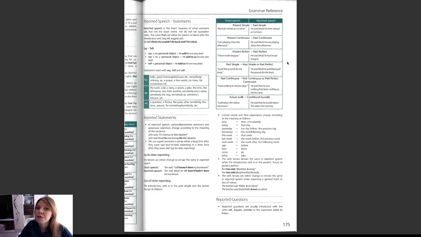You can read the information because I'm going both to read it and to comment on the information which is on your screens. So, what is reported speech? Reported speech is the exact meaning of what someone said, but not the exact words. We do not use quotation marks when we use reported speech. The word that can be either used or it can be omitted after the introductory verbs say, tell, suggest, and others. Итак, когда мы используем с вами косвенную речь?